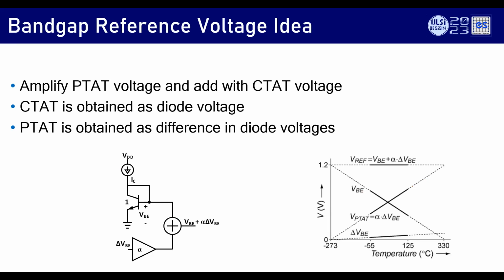Now you have a PTAT, you have a CTAT. The next step is you take the PTAT, amplify it, and add it to the CTAT voltage. Okay, and you get the ideal constant voltage.